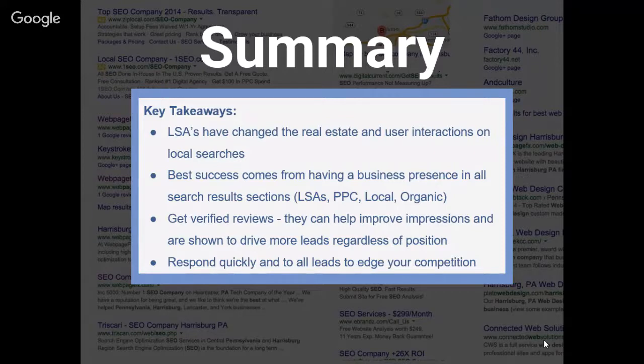One of the biggest ones is, well, hey, since local service ads are now at the top of the page, should maybe I pull my budget out of PPC or out of something else and just put it into that? And that's a really common question that we get.